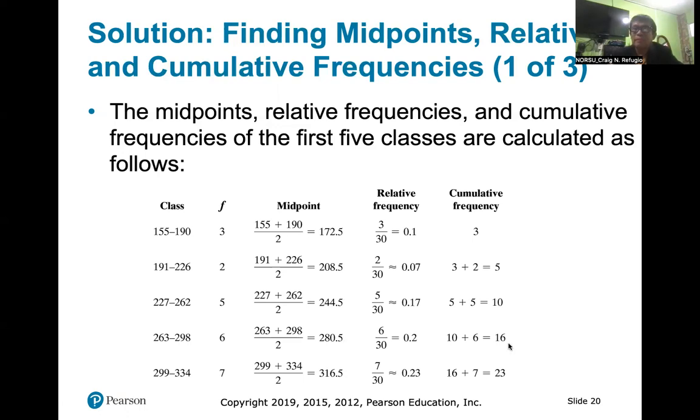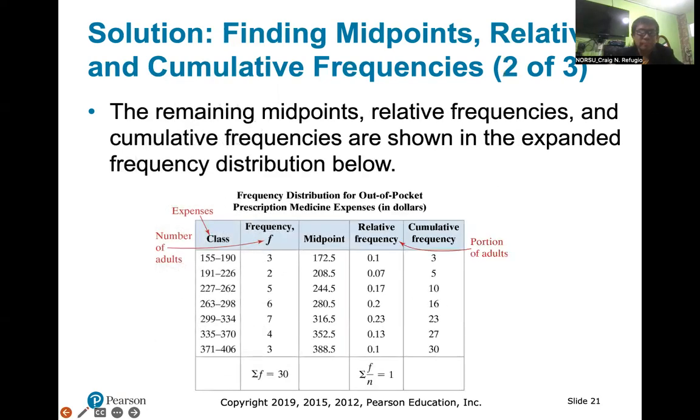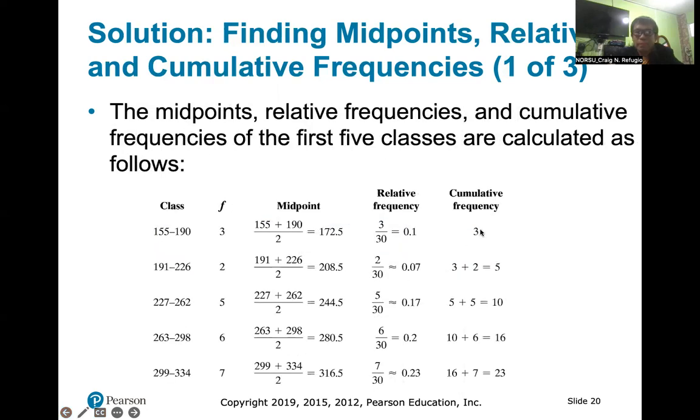And then cumulative frequency. So how do we get the cumulative frequency? Starting with the first frequency, we have 3. And to get the next, we have 3 plus 2, so 5. Where did we get these 2? From the second frequency. Then 5 plus 5, so that will give you 10 as the cumulative frequency.